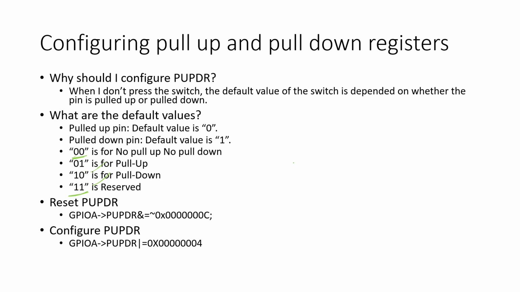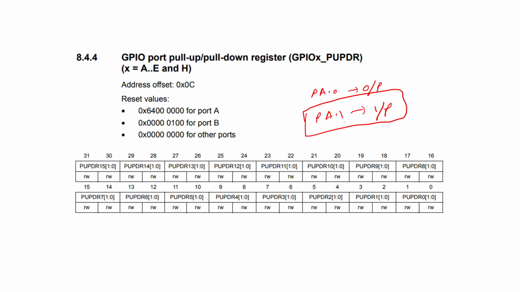So for example, if I want to pull up the GPIO pin, which is PA.1, we are making it as input. So if I want to pull up that, first I have to reset it, meaning you have to program 00 into the PUPDR. So if you go back here, you want to keep 00 in this.